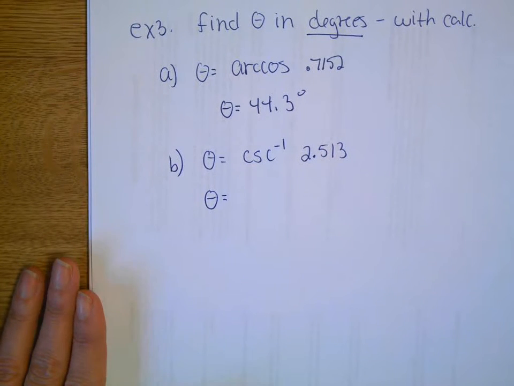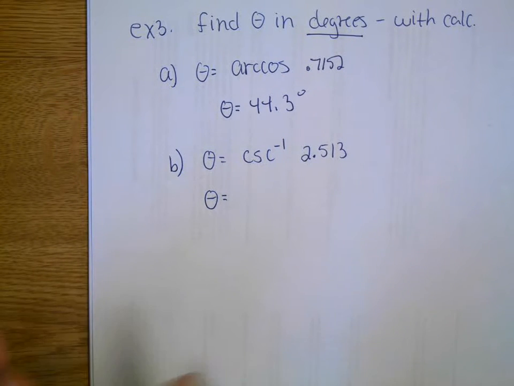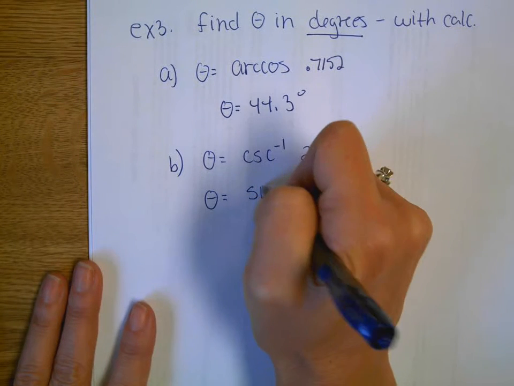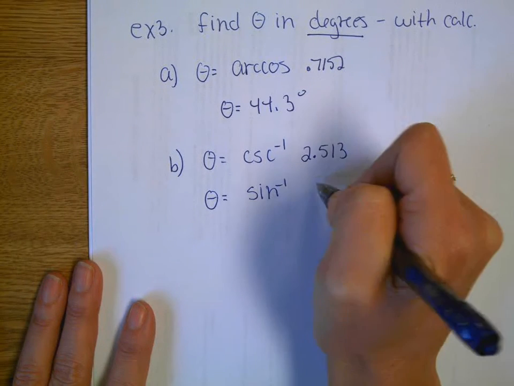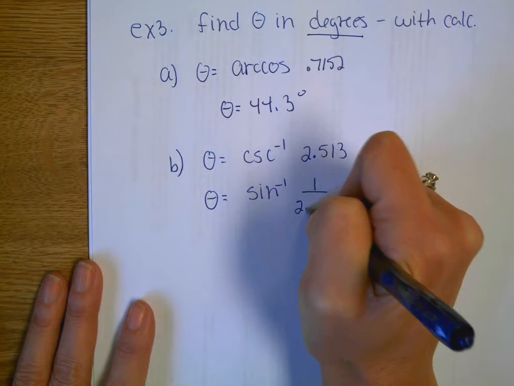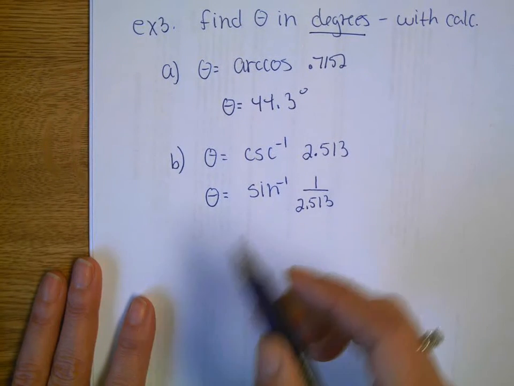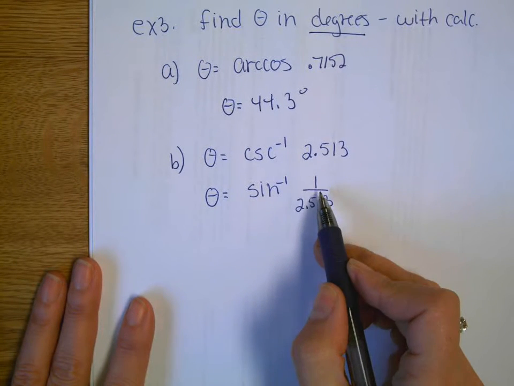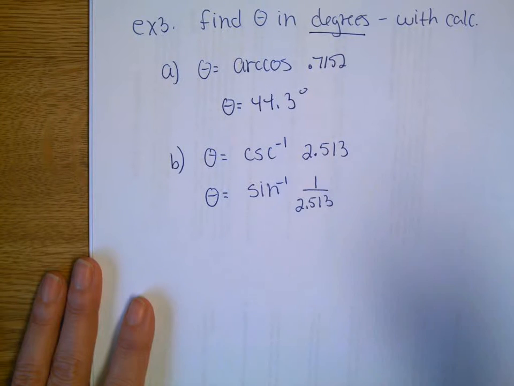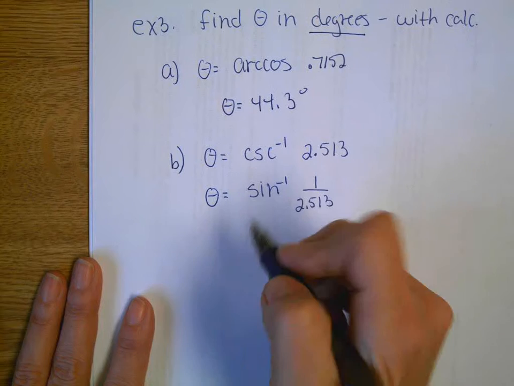On the second one, we don't have an inverse cosecant button, so what are we going to do with this? Flip it over and rewrite it, and then use your inverse button. So how do I flip that over? 1 over 2.513. So you start with inverse sine, and then 1 divided by 2.513, and it will give you the correct answer.